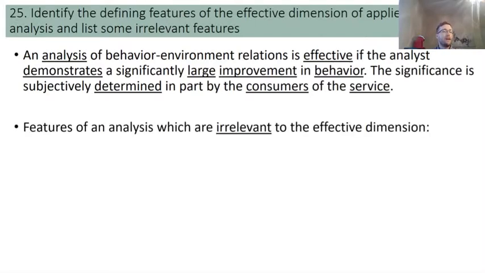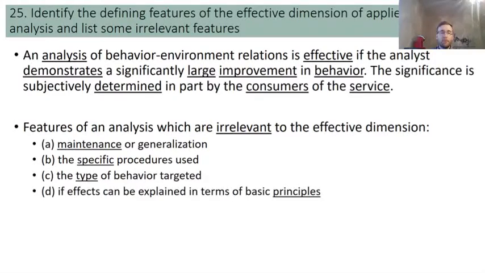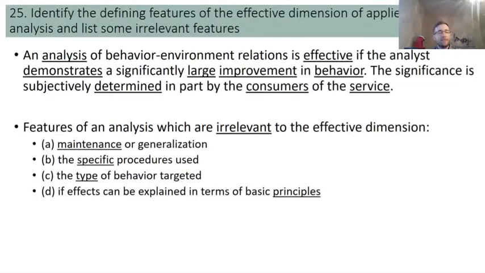So features of an analysis which are irrelevant to the effective dimension: maintenance or generalization. That's the generality dimension. Specific procedures used, doesn't matter. Type of behavior targeted, doesn't matter. If the effects can be explained in terms of basic principles, well, that's the conceptually systematic dimension, right? So I'll give you a few more seconds to fill those in.